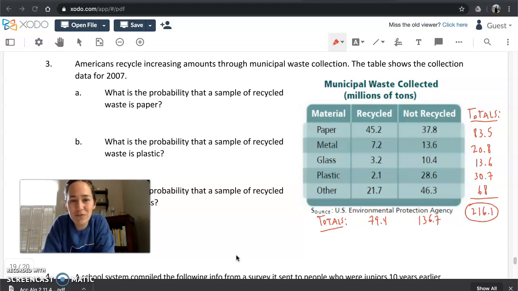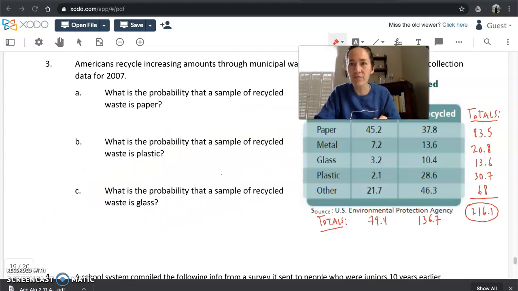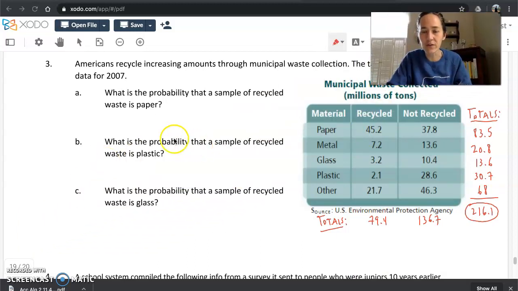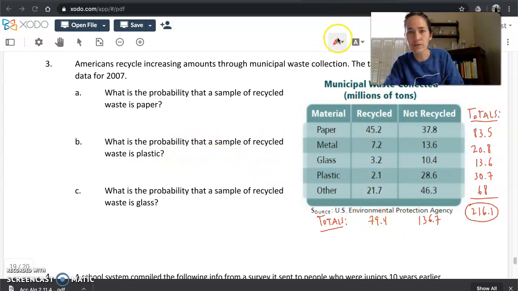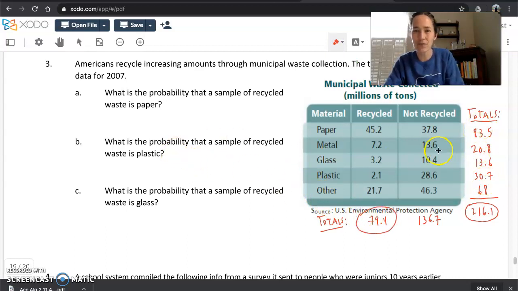Can you try number 3 if you haven't already on the middle of page 19? I took the liberty of just filling in some totals for the columns and the rows, but it's kind of funny in this one, A, B, and C. The questions don't have much to do with non-recycled items. So really, I just needed this number, 79.4 for this question, and then also my totals that are in the recycled column. So you'll see it was kind of a waste of time for me to put those numbers down on the right. What's the probability?